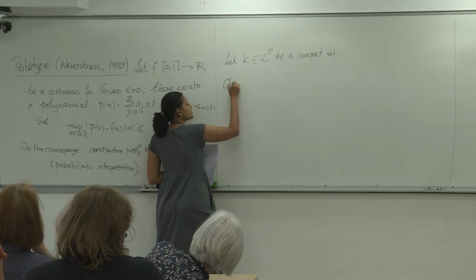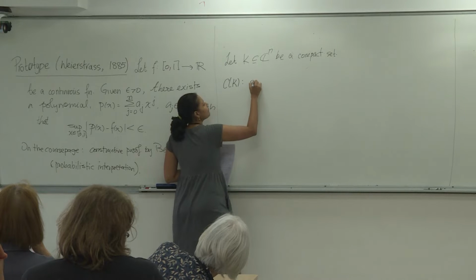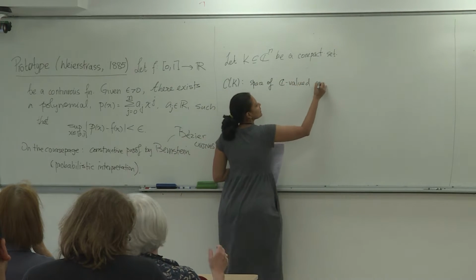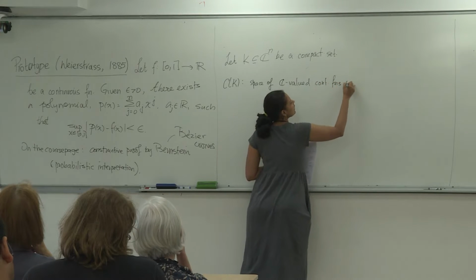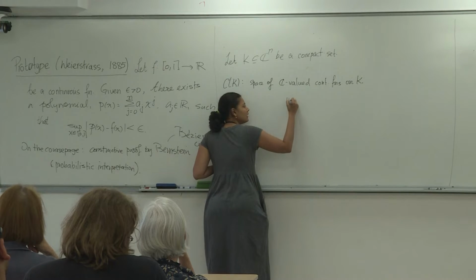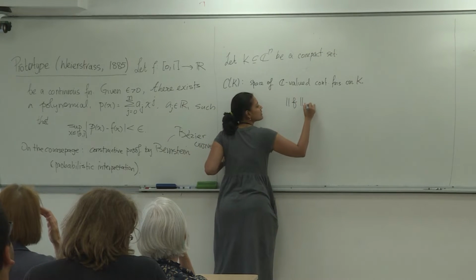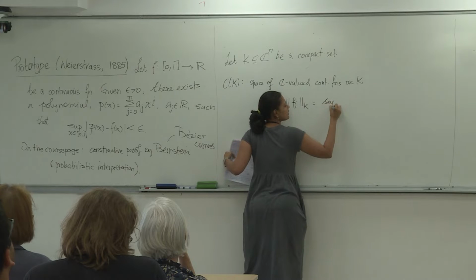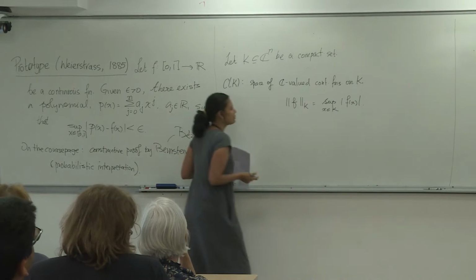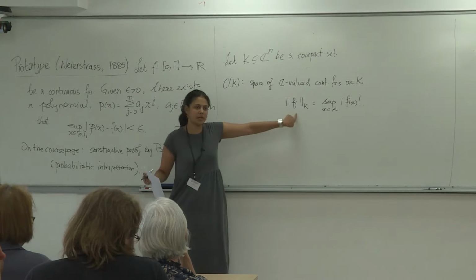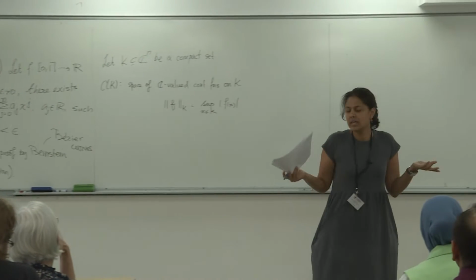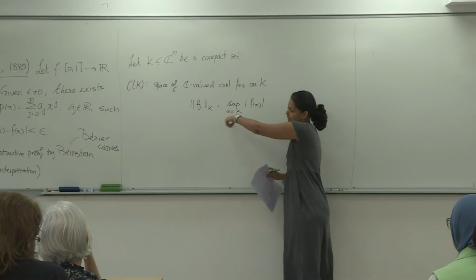Okay, so the first space is the space of complex valued continuous functions on K. And here I will use the sup norm. So what is this? We've already come across this. This is the sup norm on CK, and this is how we are going to measure the error of approximation in this course.